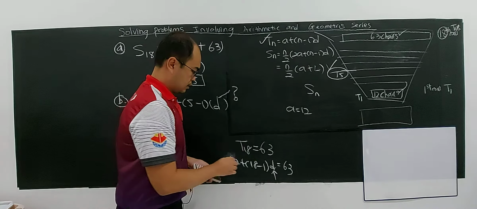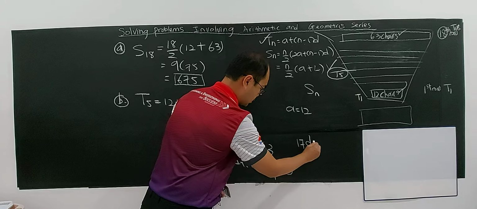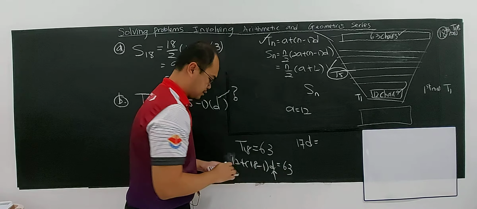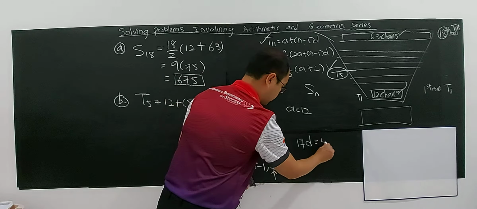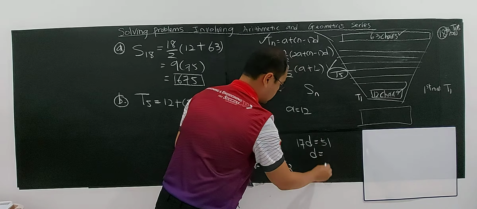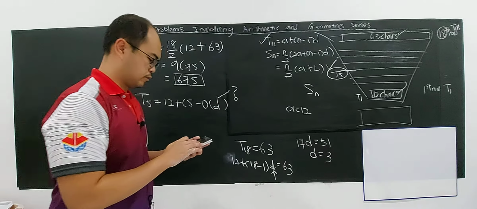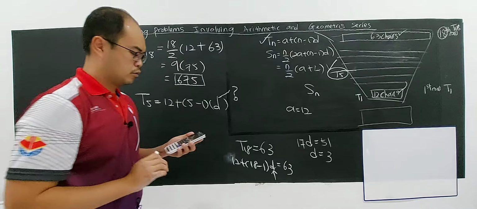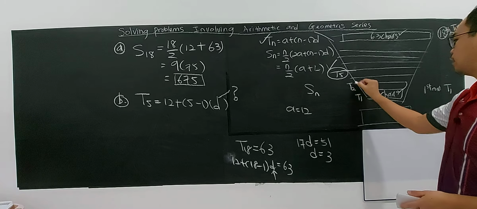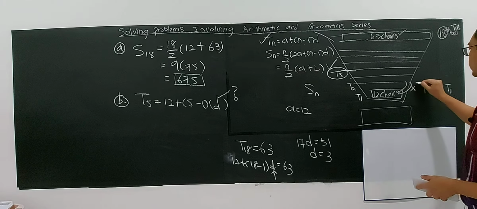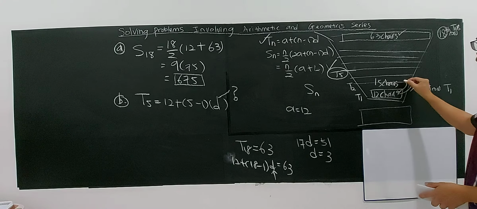So you take 18 minus 1, you have 17D. 63 minus 12, you have 51. So D is 3, because 51 divided by 17 is 3. It means that if you want to know the number of chairs in T2, you add by 3. So you have 15 chairs.